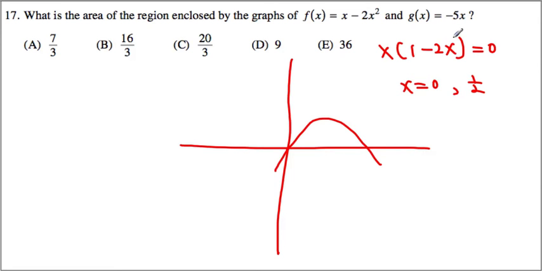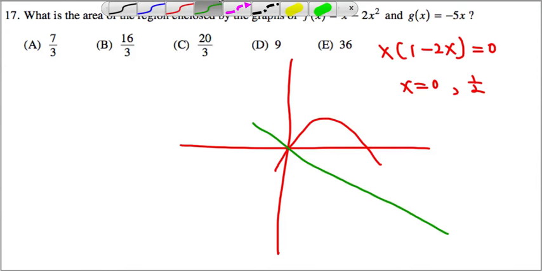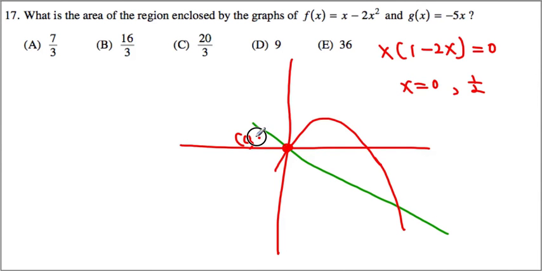Now, on the other hand, here we have g of x equal to negative 5x. That means we are looking at a function that goes down this way. Let me just use the green. And I'm sure there must be a point where they meet up. Obviously, one point where they meet up is 0, 0.